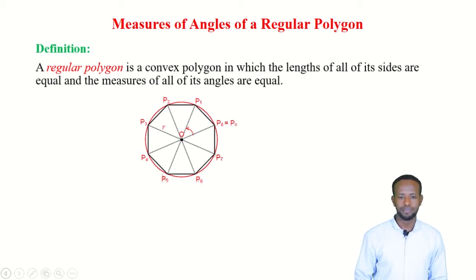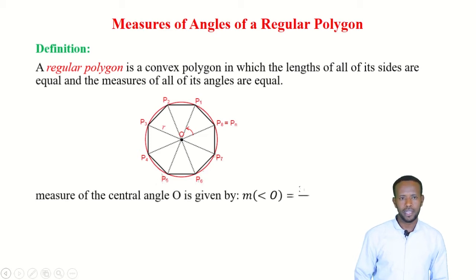Okay, the measure of the central angle O is given by: measure of angle O is equal to 360 degrees over n. n is what? The number of sides of the polygon.